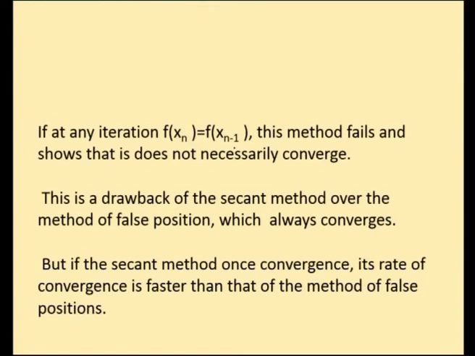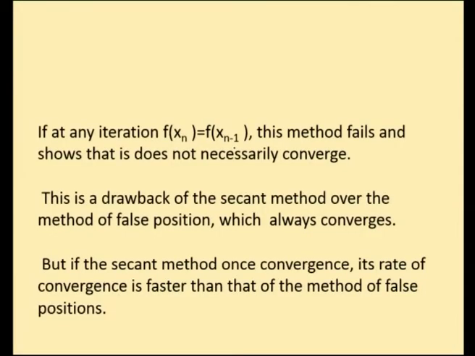This is actually the drawback of the secant method over the method of false position, which always converges, except under the condition f(x0) into f(x1) is less than 0. But if the secant method converges, its rate of convergence is faster than the method of false position. That is, the number of iterations is less and we get the answer very quickly.